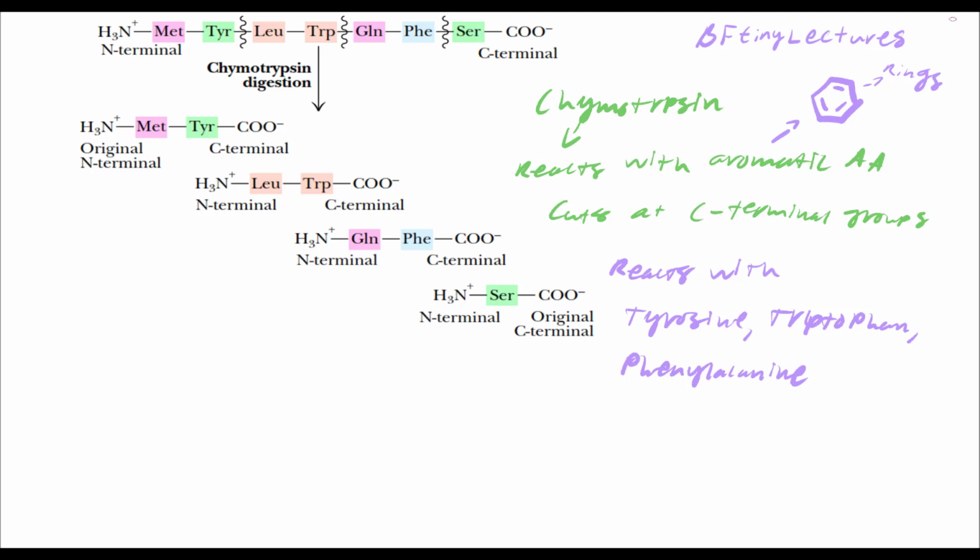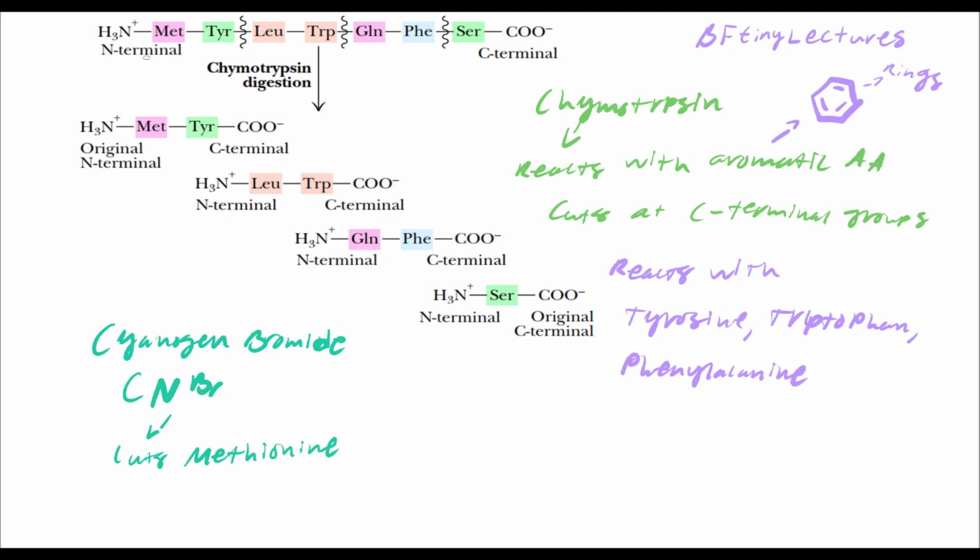Another molecule, and that's all we're going to cover for these guys after I say this, is cyanogen bromide. Okay, which is like this. It looks weird, but essentially it's cyanide with bromine. And all this does is that it reacts with and cuts methionine.